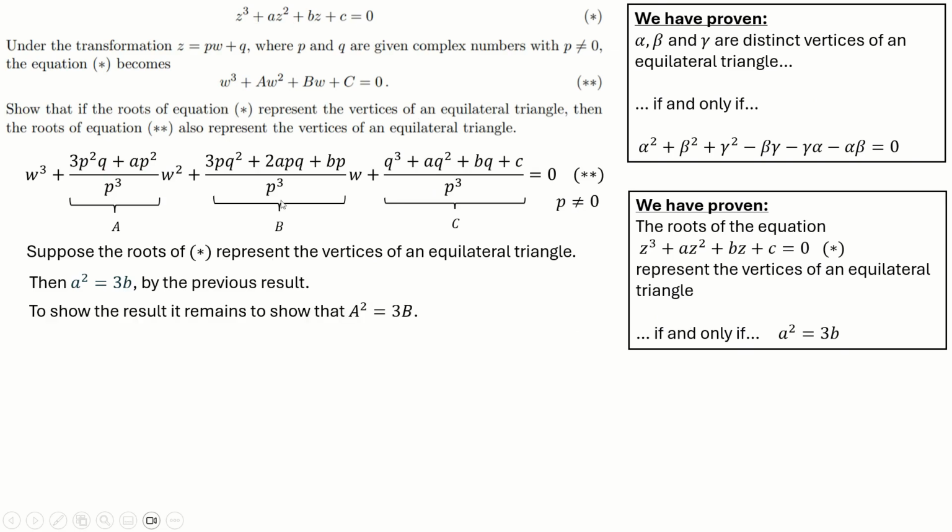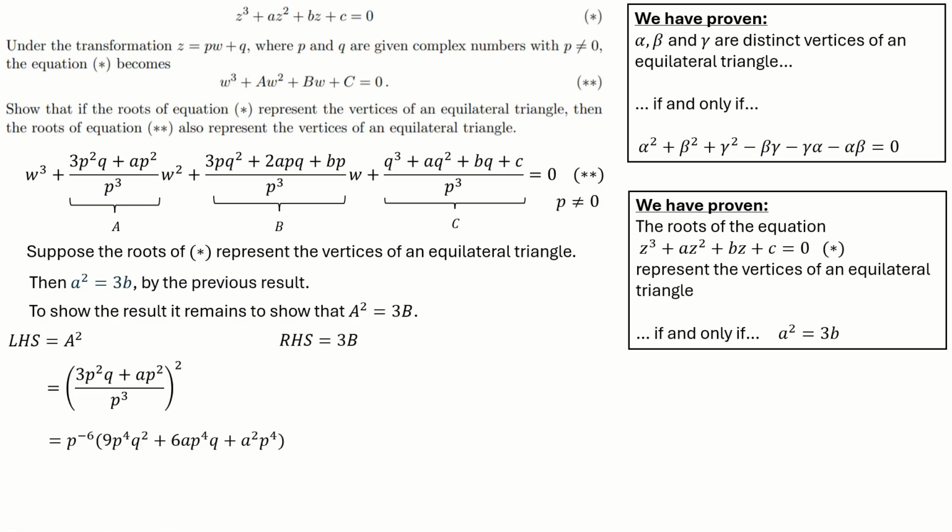So all it remains to do is to show that this one also does it. We just need to show that this coefficient squared equals 3 lots of this coefficient, because of course that's just the rule from here, whatever those coefficients are. So all we need to do is show that a squared equals 3b. So let's take this big A squared and square it, and work it out. It ends up being this. This is one way of writing it. There's a bunch of ways you could write it.